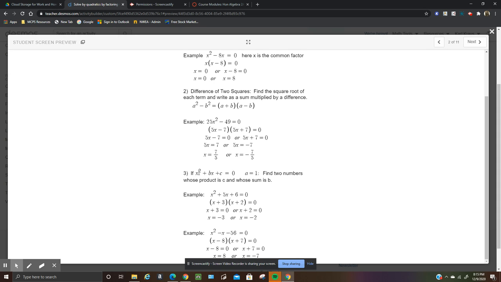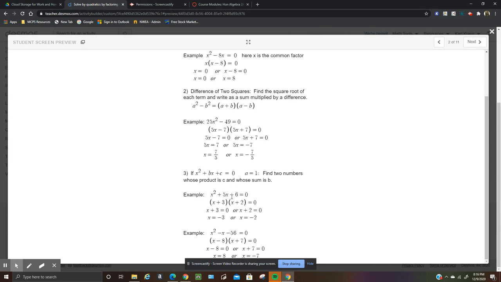So the third thing is, if I have x squared plus bx plus c equals 0, it should say ax squared plus bx plus c equals 0 and a equals 1, then you're going to find two numbers whose product is c and sum is b. So whatever this number is, you're going to find the factors of it, and then you're going to add them together to get b.